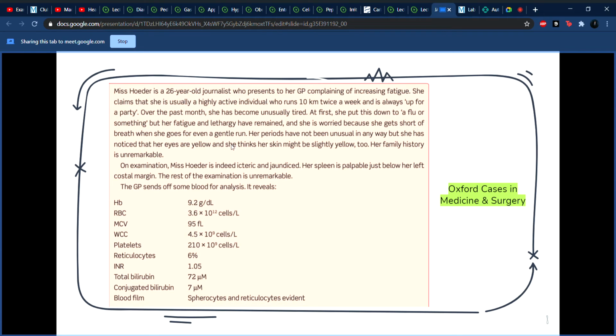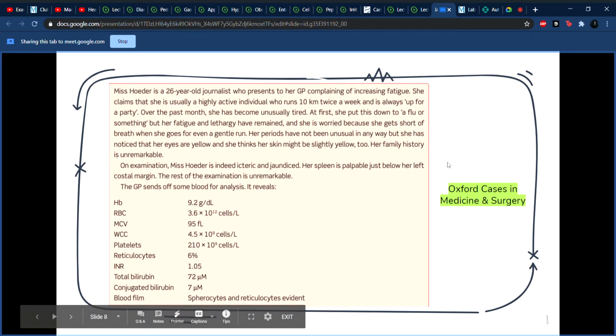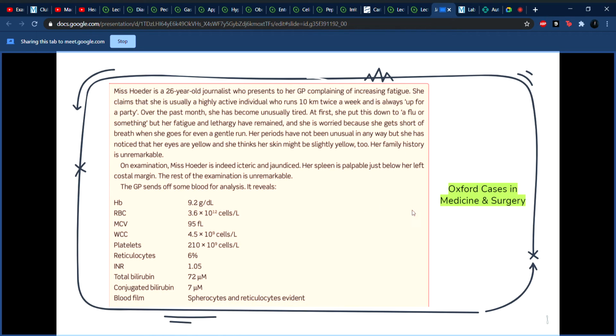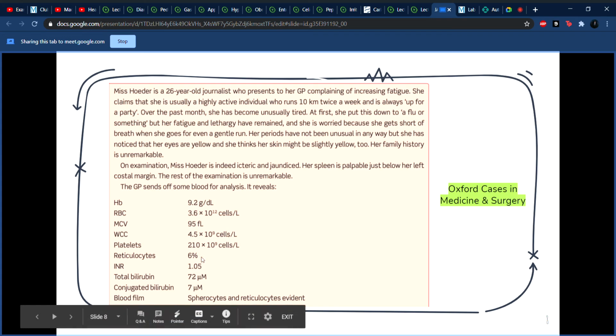So, we can see the investigations. I'll touch up a bit. Tanyan will touch up more about this and the PE. We can see the hemoglobin is 9.2, RBC is 3.6, MCV is 95, white blood cell is 4, platelets is 210, retic count is 6%, INR is 1.05, total bilirubin is 72 micromol, conjugated is 7 micromol, and on the blood film, there is evidence of spherocytes and reticulocytes.